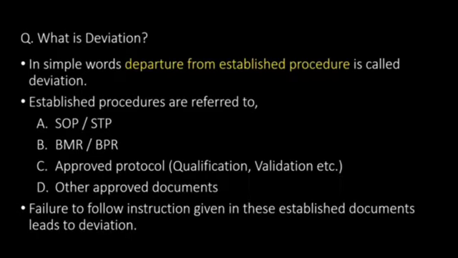What is deviation? In simple words, departure from established procedure is called deviation. Established procedures are referred to SOPs, STPs, BMRs or BPRs, approved protocols like qualification protocol, validation protocol, or any other approved documents. Failure to follow instructions given in these established documents leads to deviation.